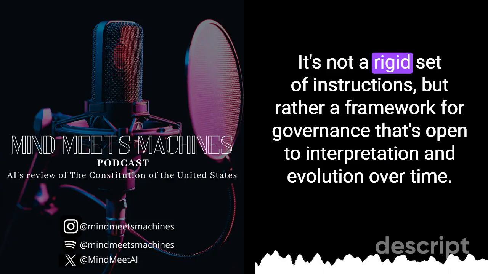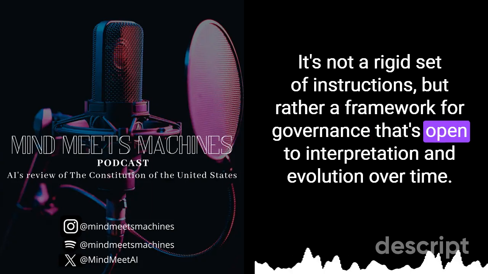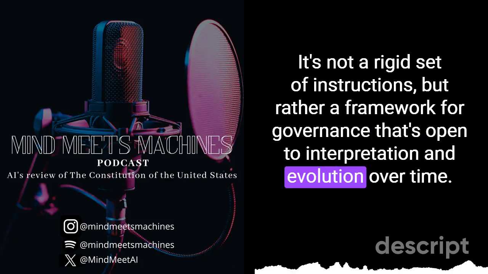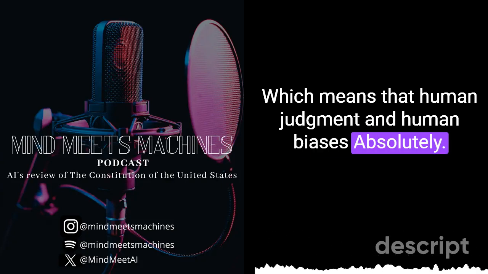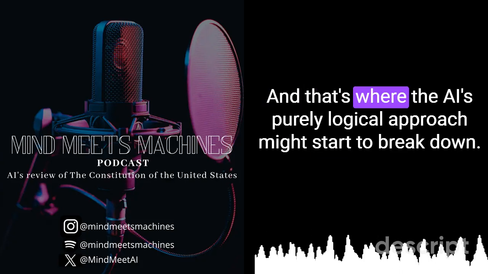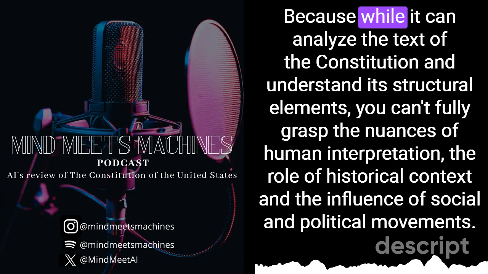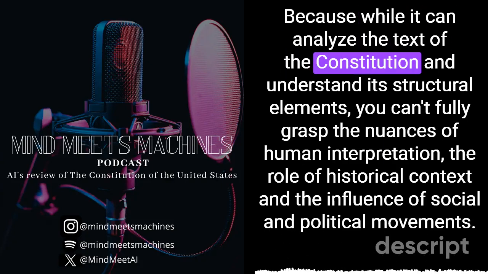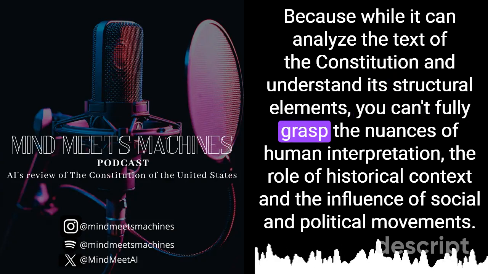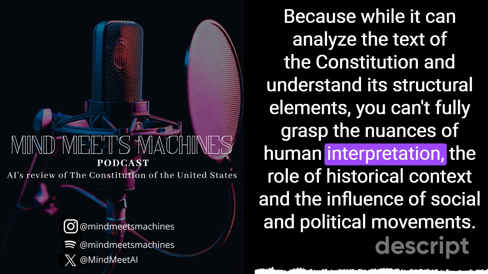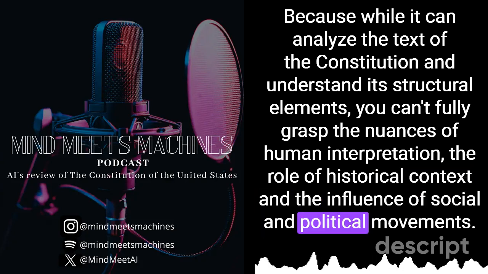Okay. It's not a rigid set of instructions, but rather a framework for governance that's open to interpretation and evolution over time. Which means that human judgment and human biases inevitably come into play. Absolutely. And that's where the AI's purely logical approach might start to break down. Right. Because while it can analyze the text of the Constitution and understand its structural elements, it can't fully grasp the nuances of human interpretation, the role of historical context, and the influence of social and political movements.